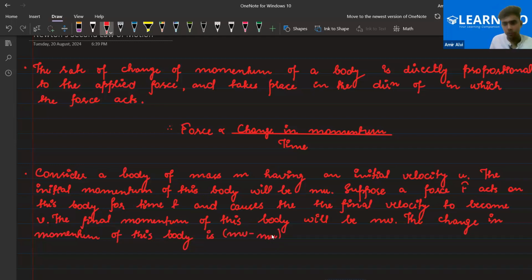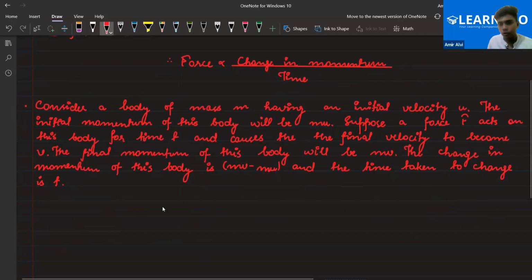MV minus MU. And the time taken is T. The time taken to change is T. Okay, sir. So this is the ticket.